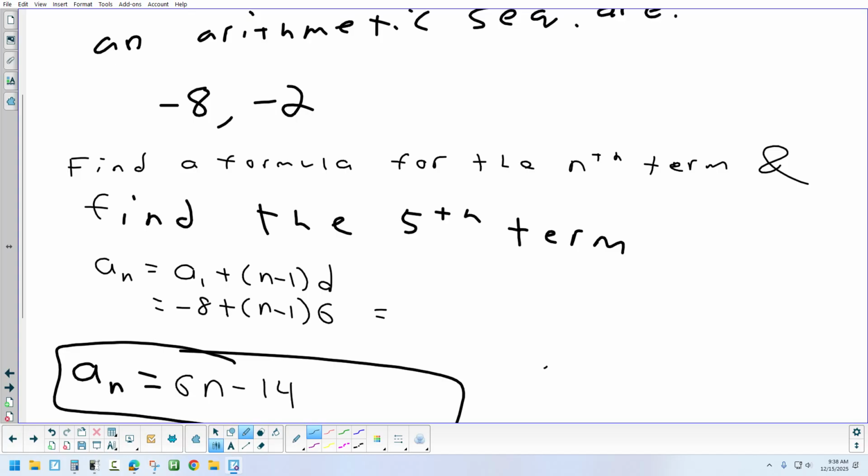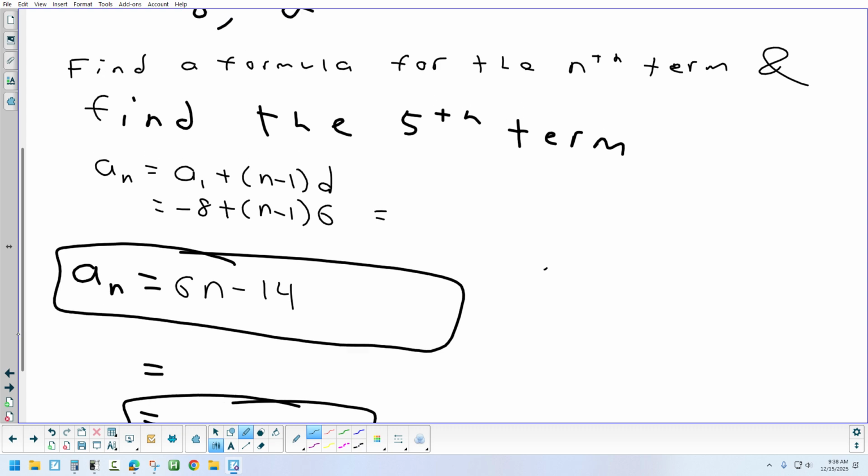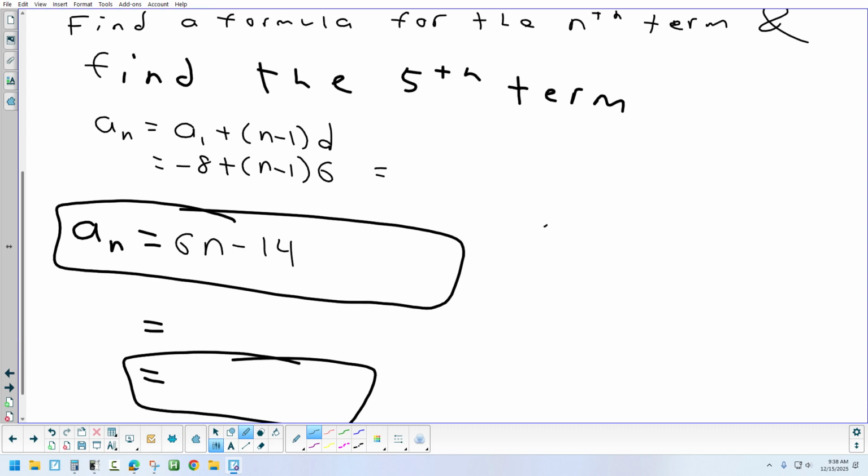Okay, so now we've got a formula for the nth term. And now, what are we going to do? What number do they want us to plug in for n? 5. So we're going to plug in 5. What's 6 times 5? 30. Minus 14 gives us 16. Okay. So there's our nth term. Well, I'm sorry, that's our 5th term. 16. Okay. Any questions on how we got the formula? Or why we plugged in the number 5 and how we got 16?